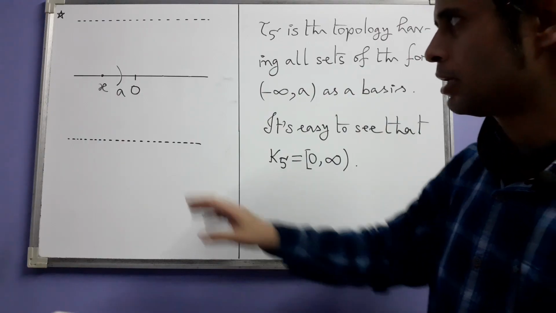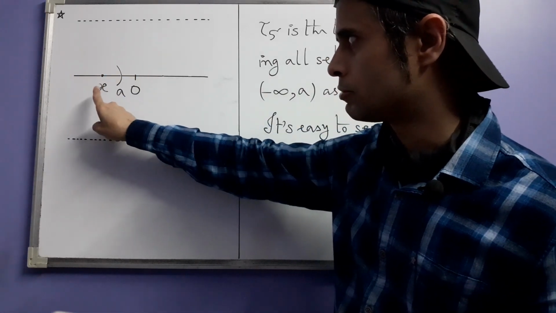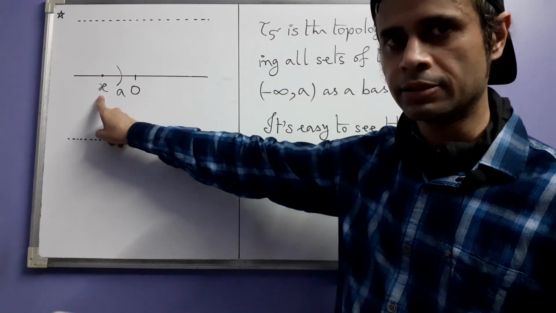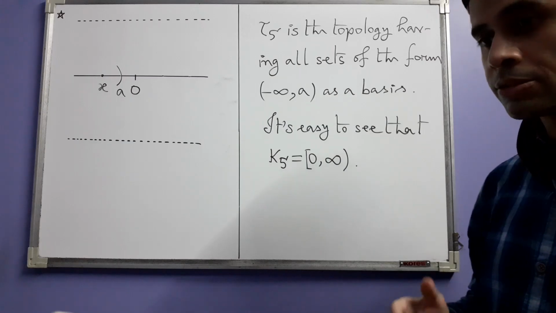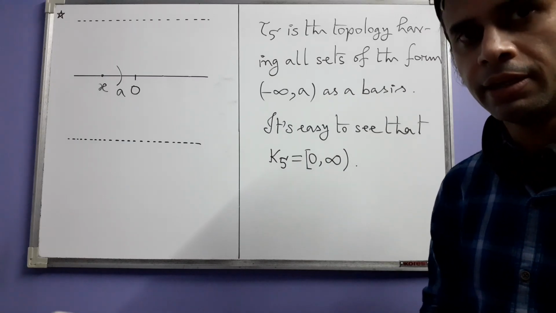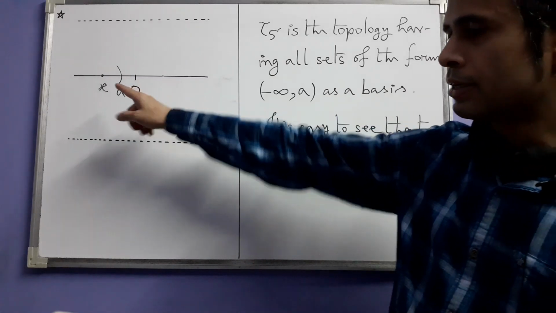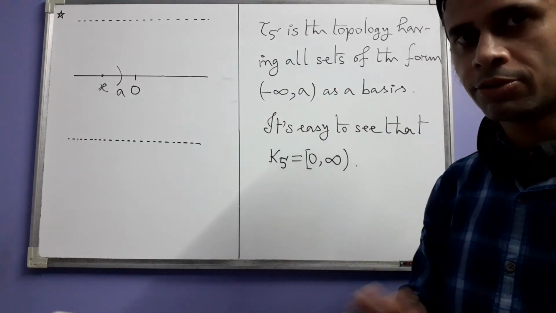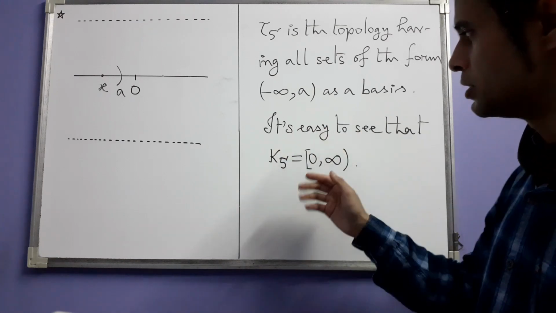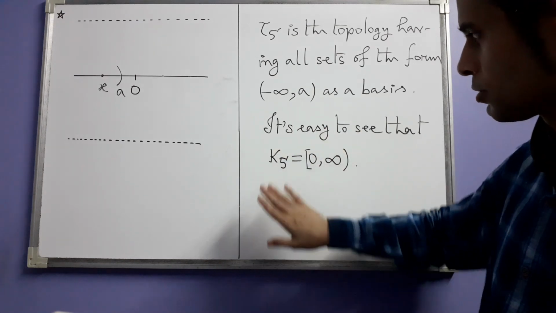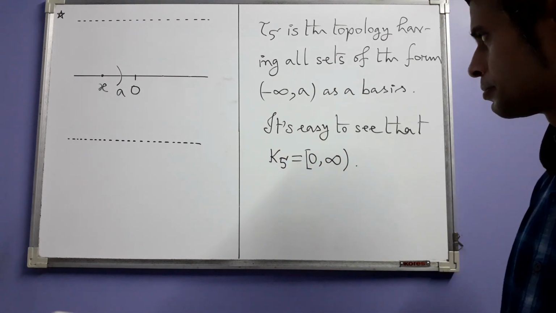And that is why you have found a neighborhood of this negative real number x in the topology tau 5, which does not intersect the set K. And that is why x does not belong to the closure of K in this topology. So that's why this side is missing from the closure. So the closure should be this.